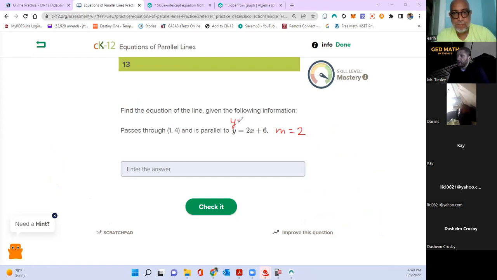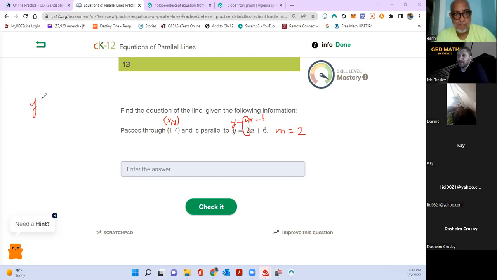So y equals mx plus b. My slope is whatever is in front of the x, so my slope is 2. That's first. Then I identify my other given. They gave me a point. I know each point is an ordered pair, x comma y. So I know my x is 1 and my y is 4.